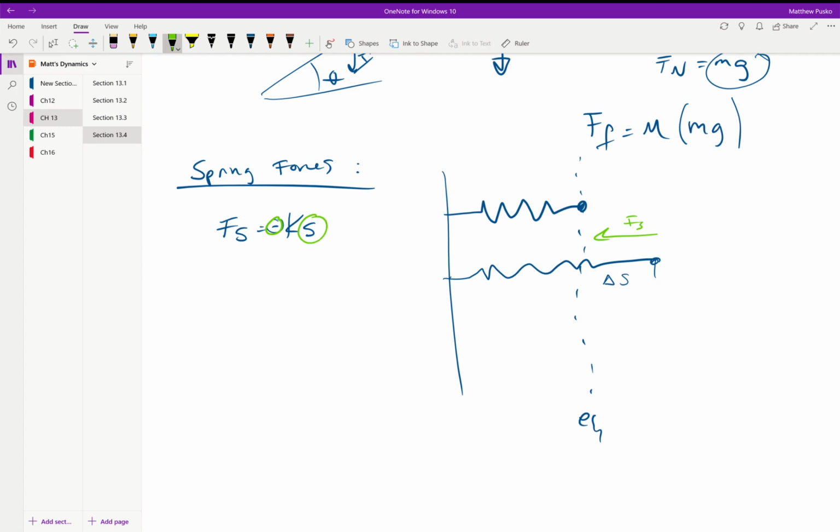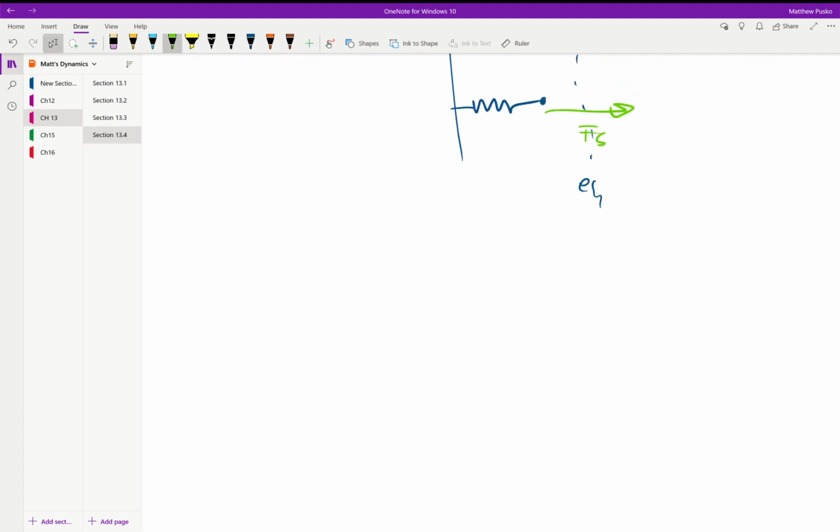If the particle was right here and the spring was being compressed, the force would once again act in the opposite direction, to the right this time. Okay, once we have our forces analyzed, we can start looking at kinematics. This is what we studied all in chapter 12. That's why I said this was important stuff.